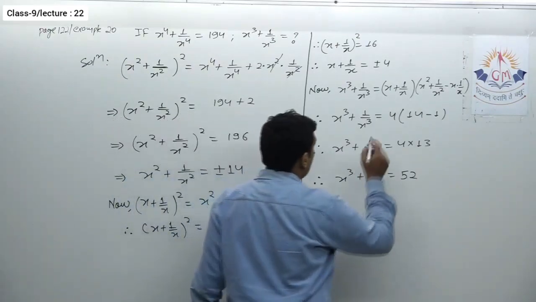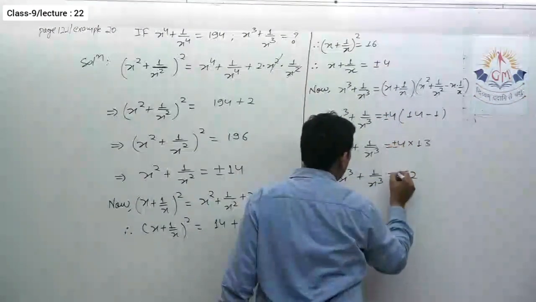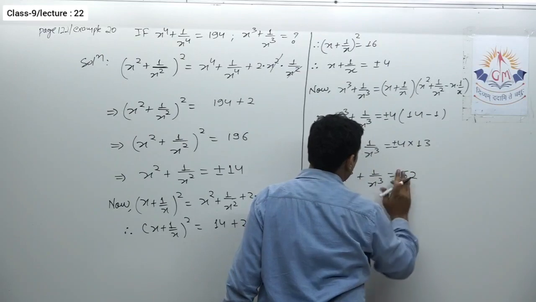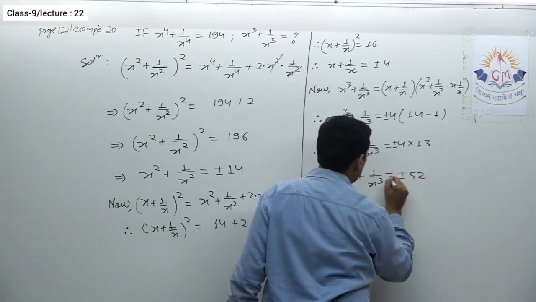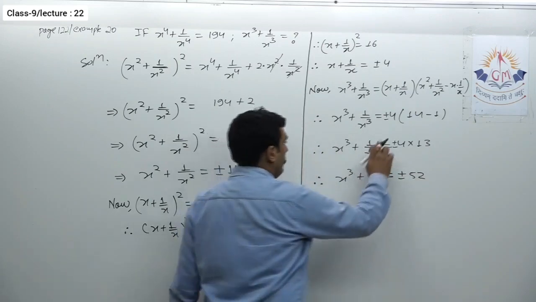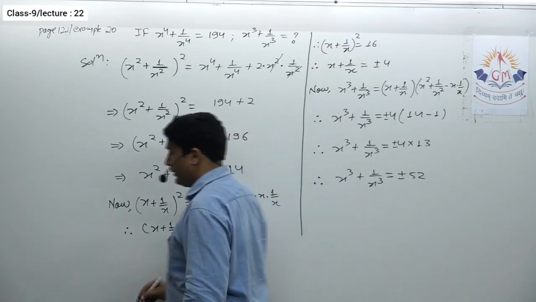Okay, but here I should take both plus minus. If I take plus minus both, this will be my final answer, that is plus minus 52. Okay, so I hope this is clear to you. Now you can note it down.